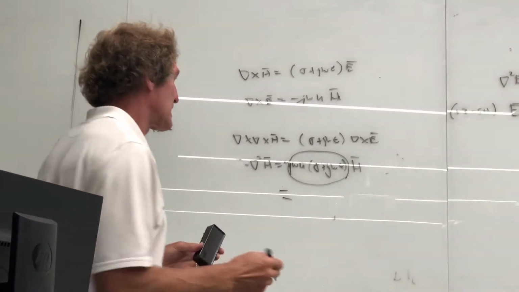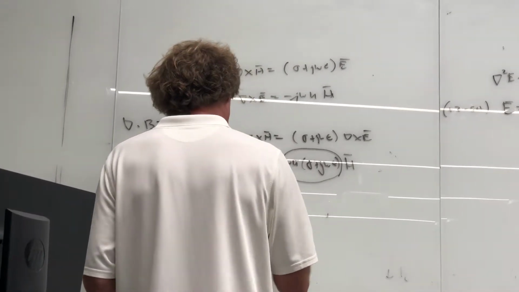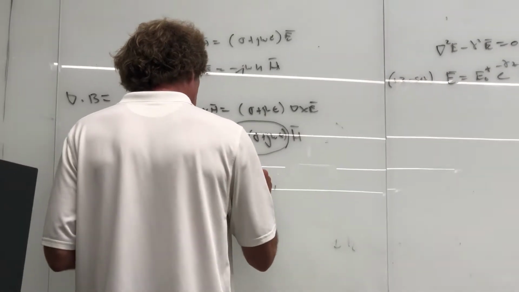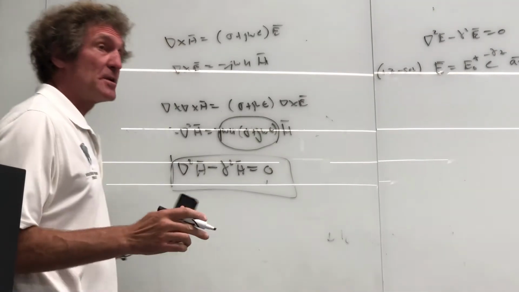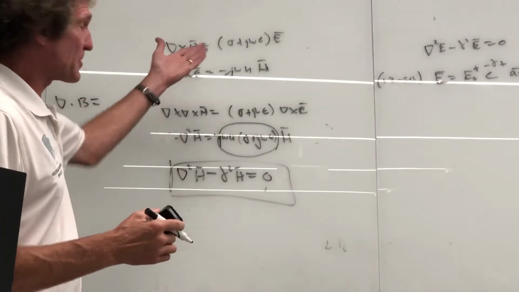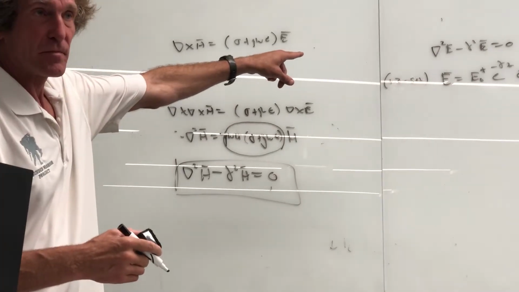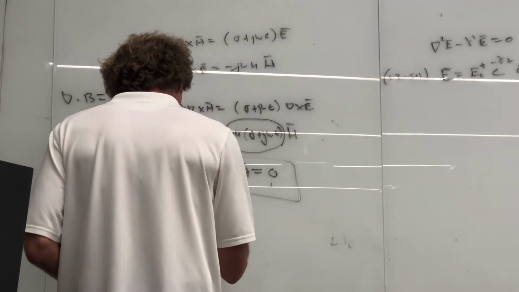Gamma squared, exactly. So now we can get a single equation in H. We can have del squared of H minus gamma squared of H equals 0. Same exact equation, same form as the electric field's equation, right? Right here, right there, right? And we came from Maxwell's. And the solutions to this are the same.